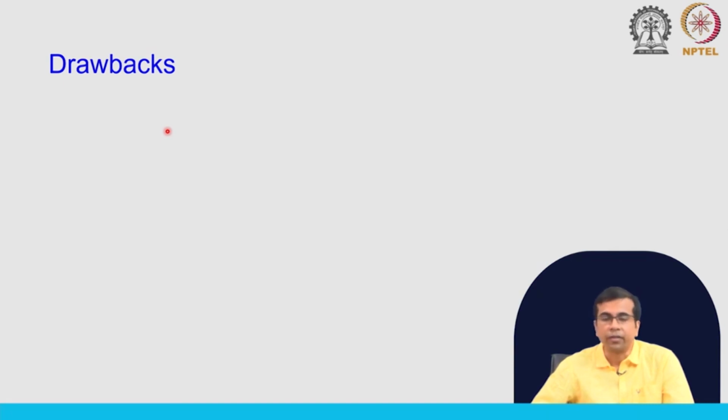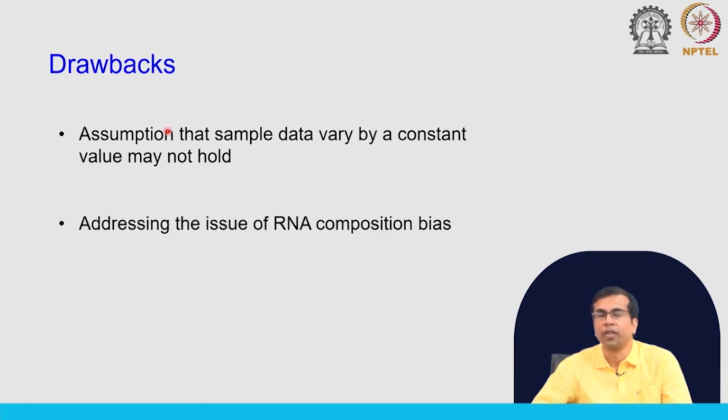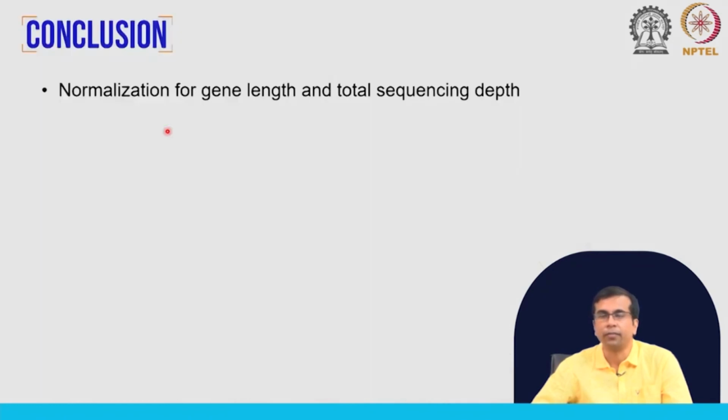So, what are the drawbacks? We have talked about some of the between sample normalization methods, and one of the first drawbacks is that the assumption that sample data vary by a constant value does not hold for most cases. It is not just simply that the distributions are shifted and the median should be brought to the same value. This does not hold for most samples. Also, we have not addressed the issue of RNA composition bias here. We have not touched upon that at all when talking about between sample normalization. Here are the references that we have utilized for this part.